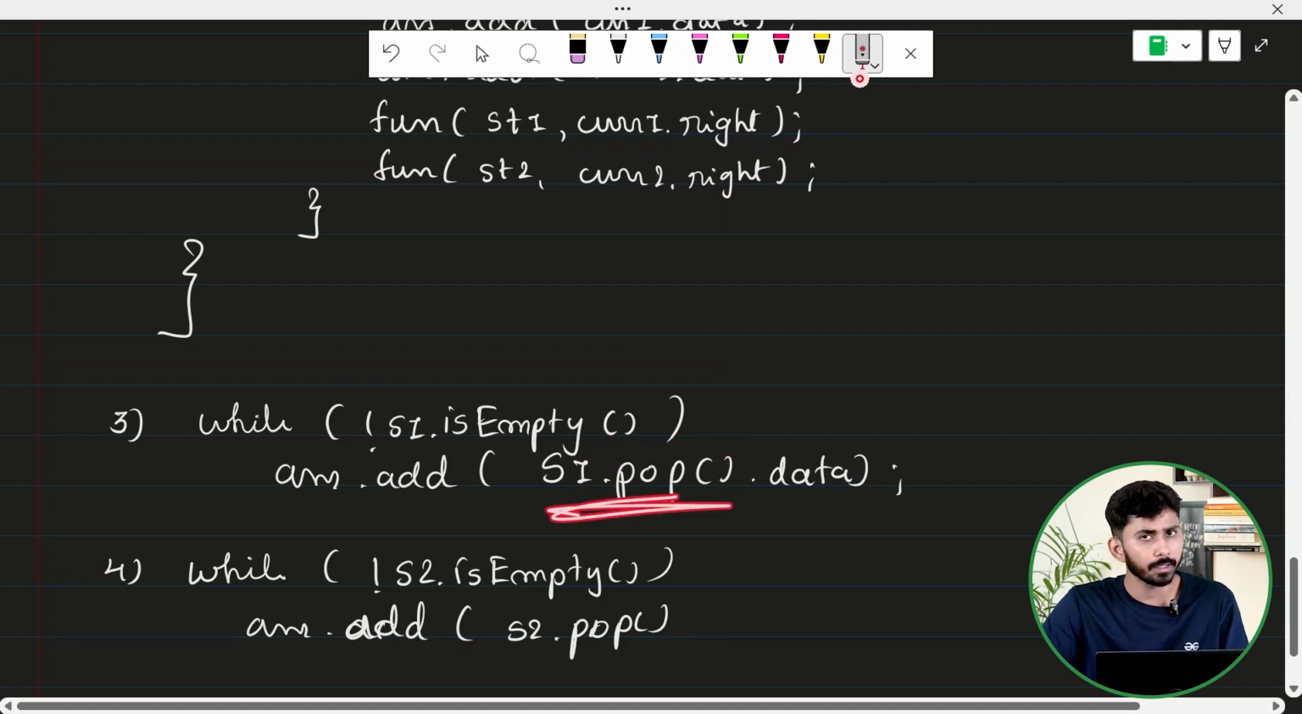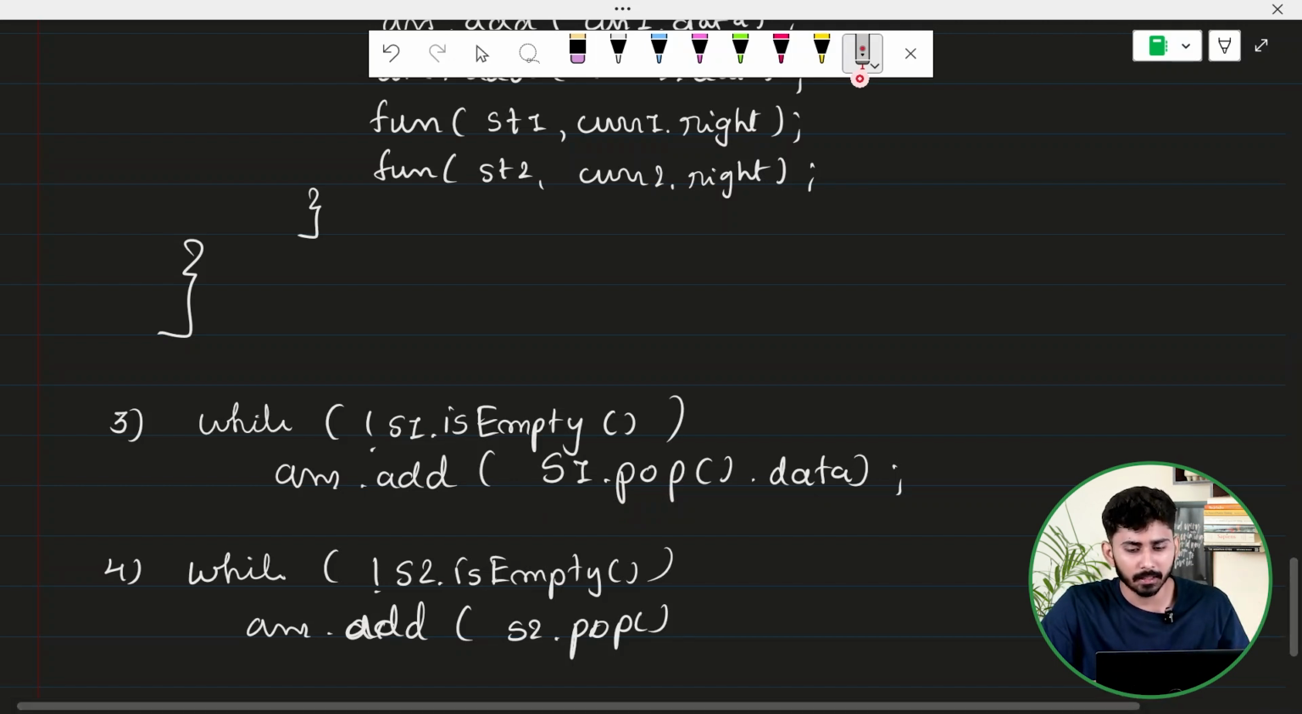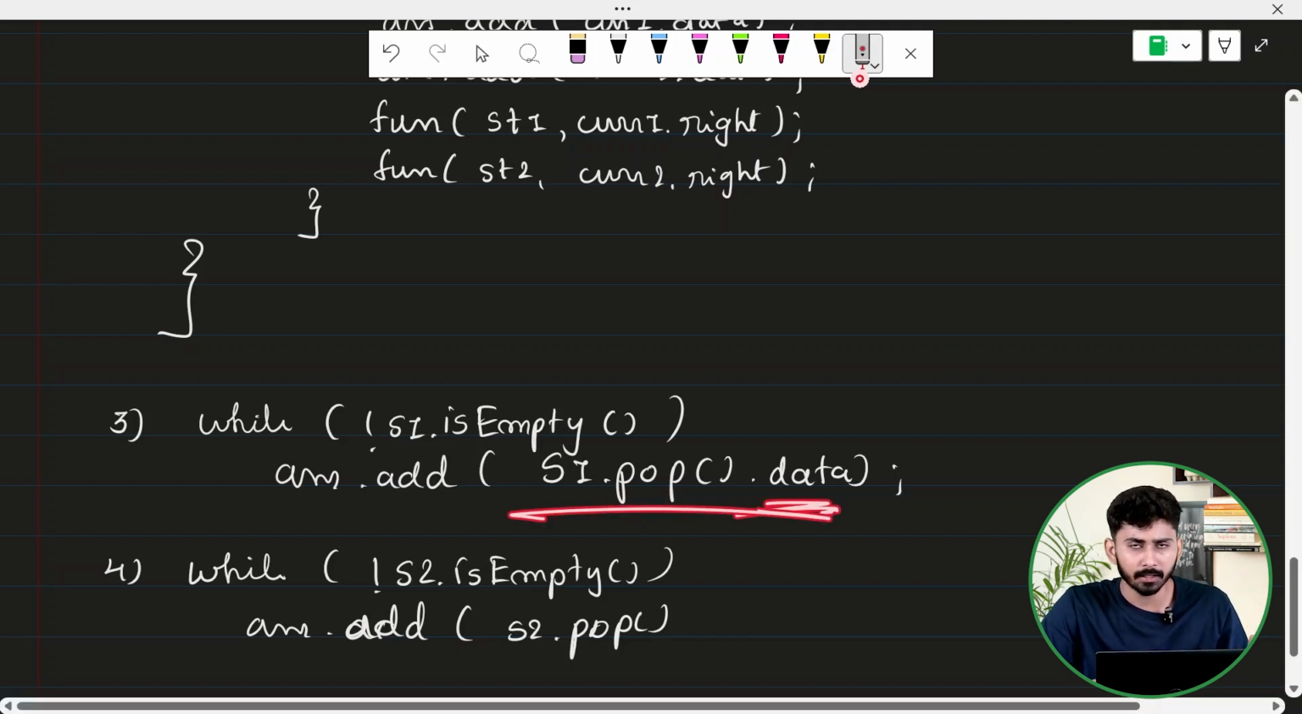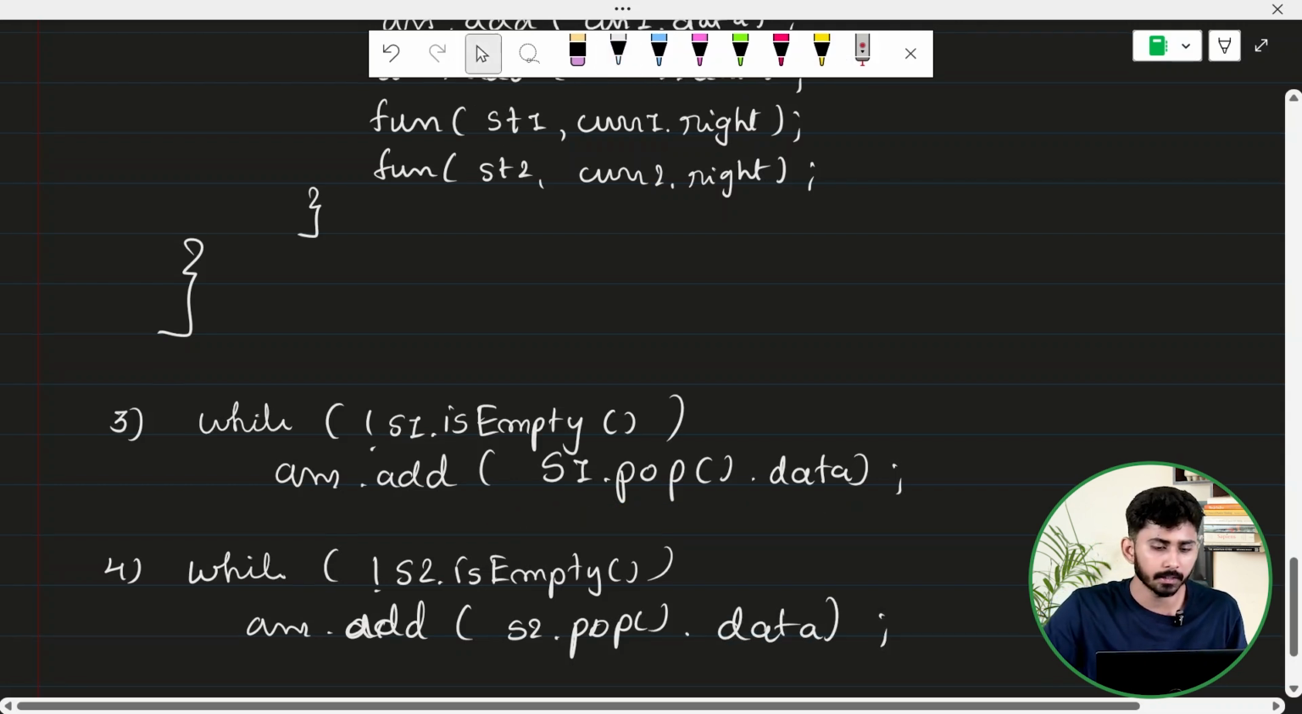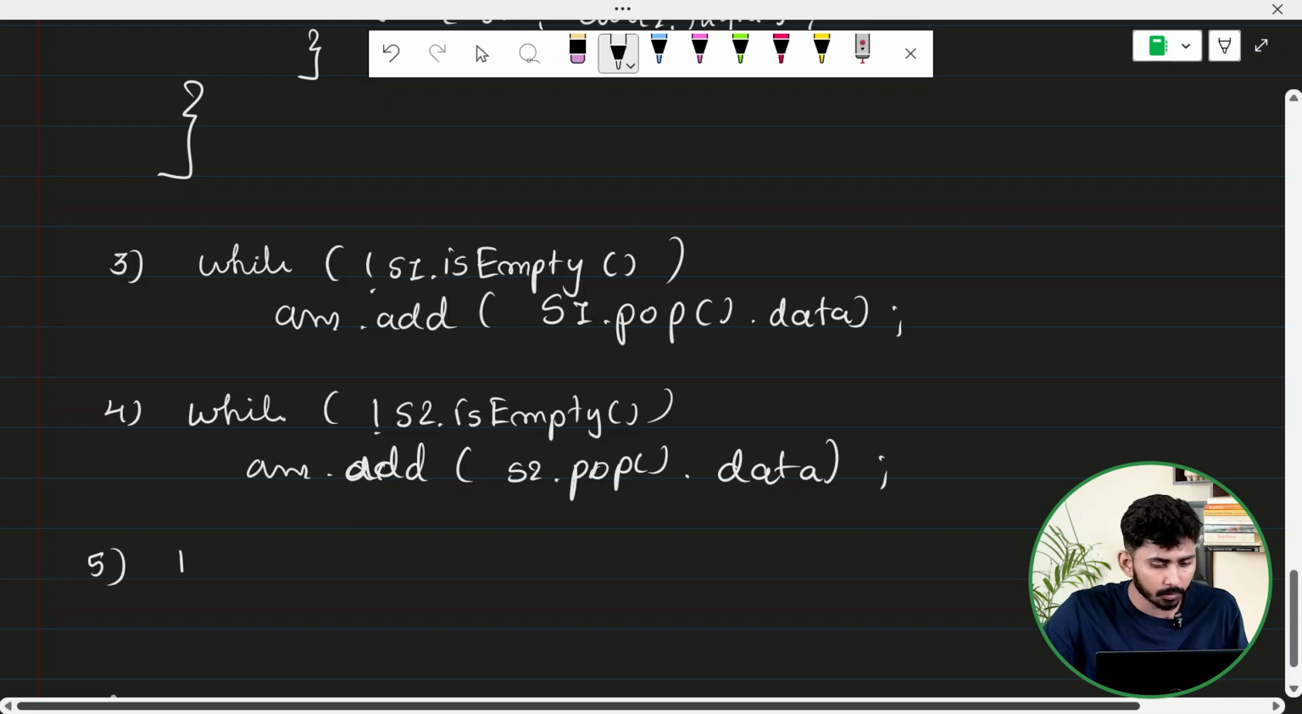So you're supposed to use the peek and store it inside some local variables, and then get the data out of it. But in Java, I guess this is going to work. So that's why I'm writing it in this manner. Okay, so pop dot data, and that's it. And at the end, you are supposed to print the answer list, and that's it.